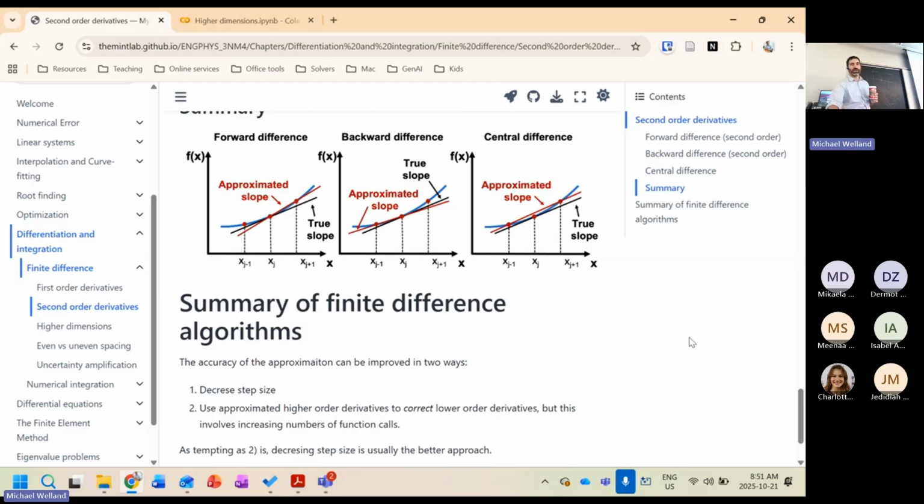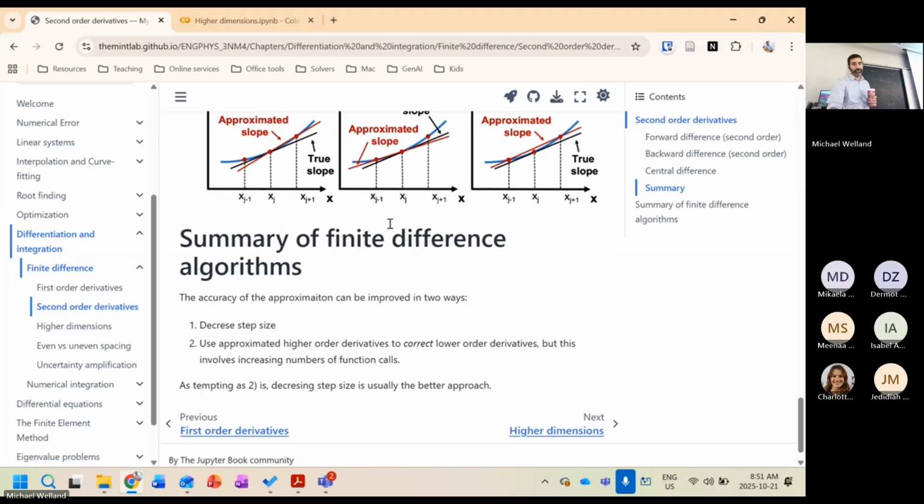Typically, okay, so this is just a cute little graphic. Forward is forward, backwards is backwards, central is central. Right? So the accuracy of the approximation can be improved in one of 2 ways. Either decrease the step size or use an approximated higher order derivative. But with the cost that the more accurate differentiation requires more function calls. As tempting as 2 is, you know what, I should move this summary later into the thing, but I'll just tell you guys what's going to happen.